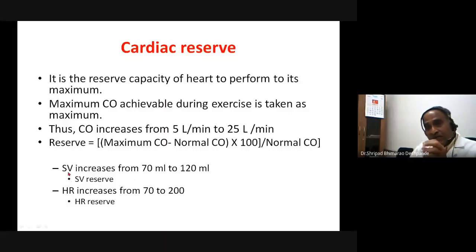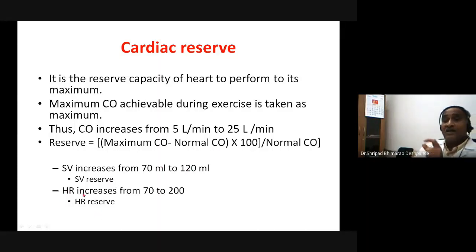Now, if I were to look at the stroke volume reserve, stroke volume is normally 70 ml, and it increases to 120 ml. That is the maximum. No, the maximum cannot be achieved because ventricles cannot empty all the 120 ml of the blood. So some 10 ml remains. That means it may reach up to 110. That means 40 ml is the stroke volume reserve, 40 ml per stroke.